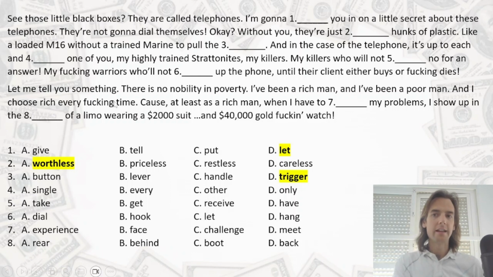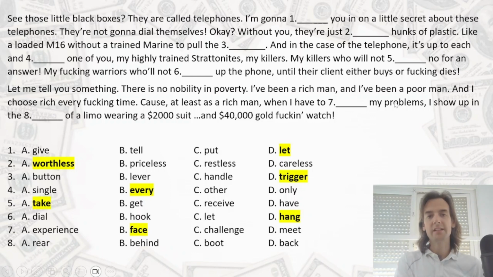Number 4, each and every one of you. This is an expression, isn't it? Number 5, you take no for an answer, or take yes for an answer, but you take no, or take no for an answer is an expression. Number 6, another expression, you hang up the phone. Number 7, you face problems. These are all collocations, which is what you need to learn for part 1.